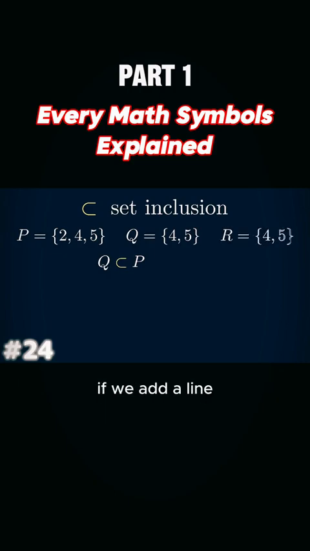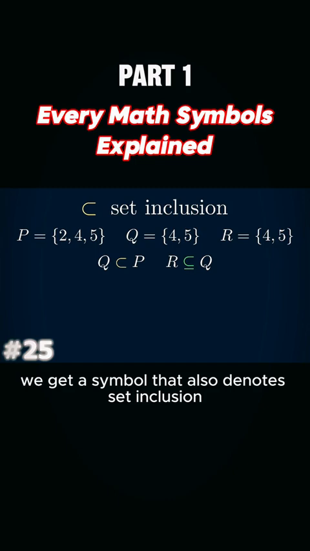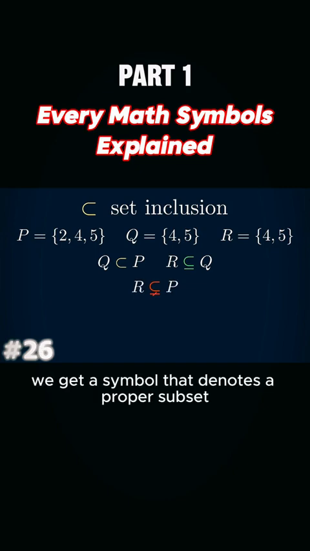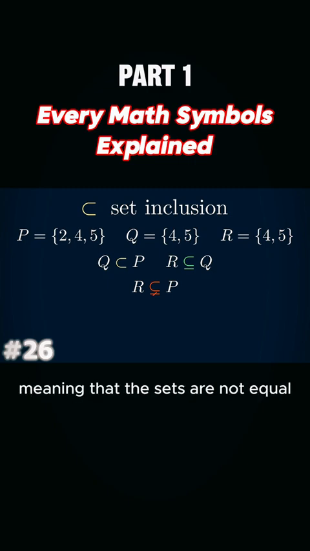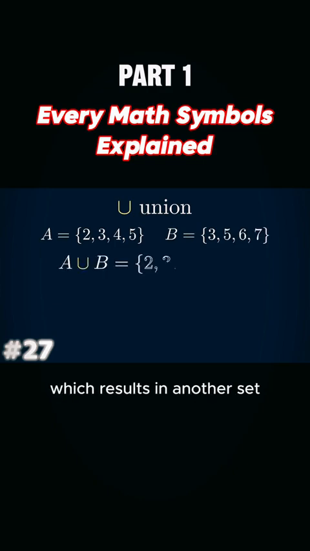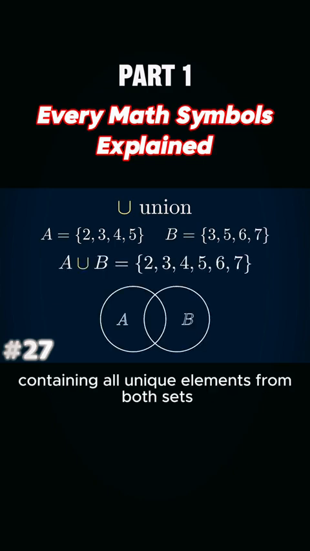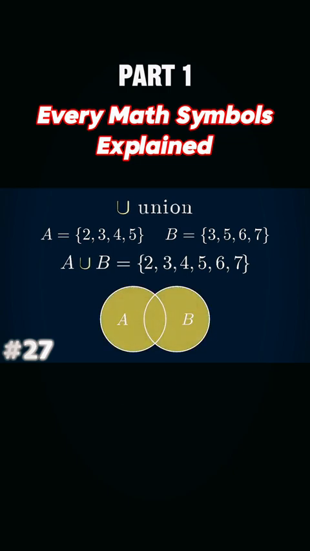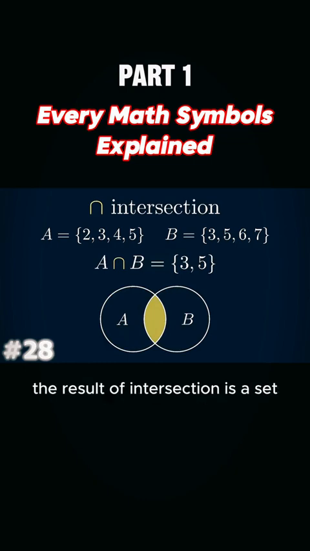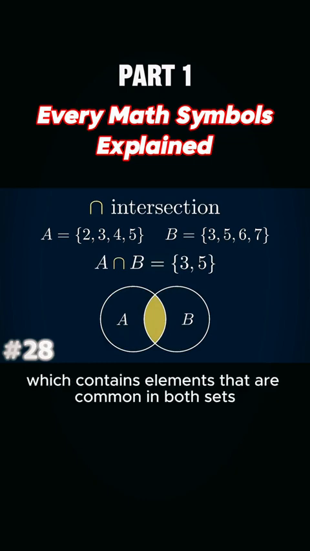If we add a line, we get a symbol that also denotes set inclusion, but it is used for emphasizing that the sets can be equal. If we cross that line, we get a symbol that denotes a proper subset, meaning that the sets are not equal. Union represents an operation of combining two sets, which results in another set containing all unique elements from both sets. Intersection denotes another operation of combining two sets. The result of intersection is a set which contains elements that are common in both sets.